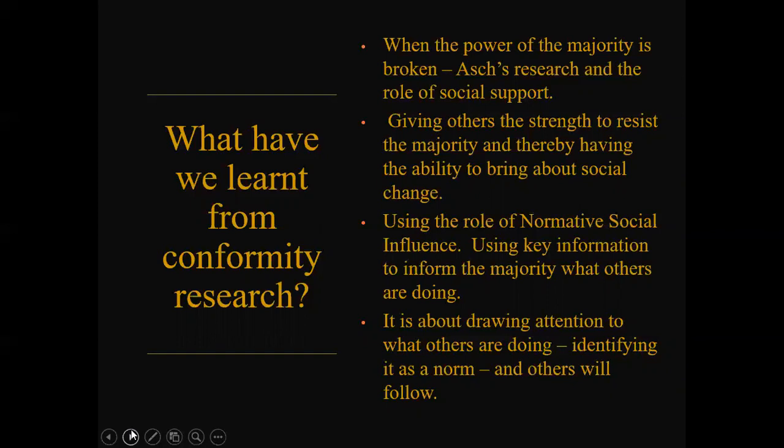When the power of the majority is broken, this is a key thing. In Asch's research, when he did a variation with social support, there was another confederate who was not agreeing with the majority. They were saying the right answer or the wrong answer in each trial. It seems to give strength to others to resist what the majority are saying, thereby having the ability to bring about social change.